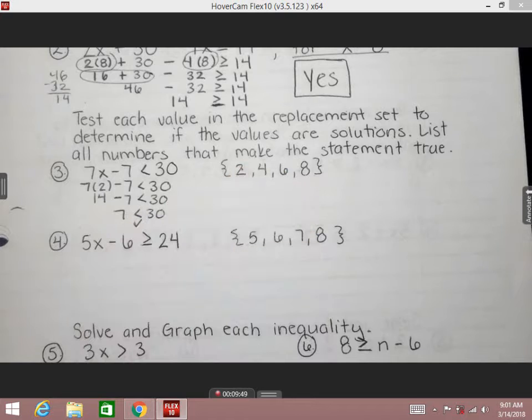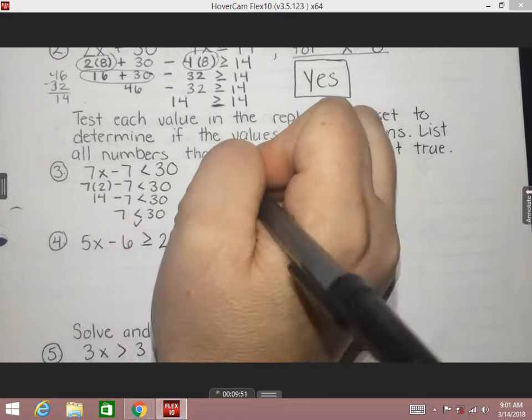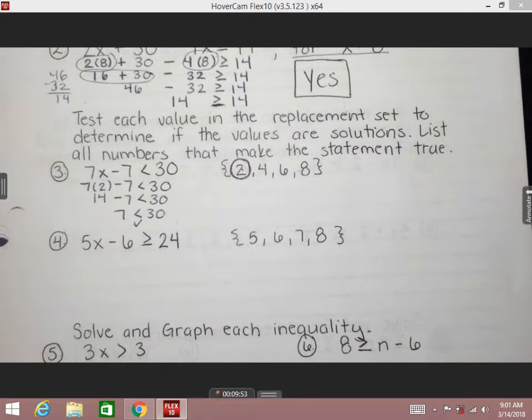What number was that we were using? 2. So I'm going to circle that because that means that number is an answer. That number is going to work. It makes the statement true. If it doesn't work, what do you think we're going to do? X it out, mark it out. Okay? What's the next number I have to try?